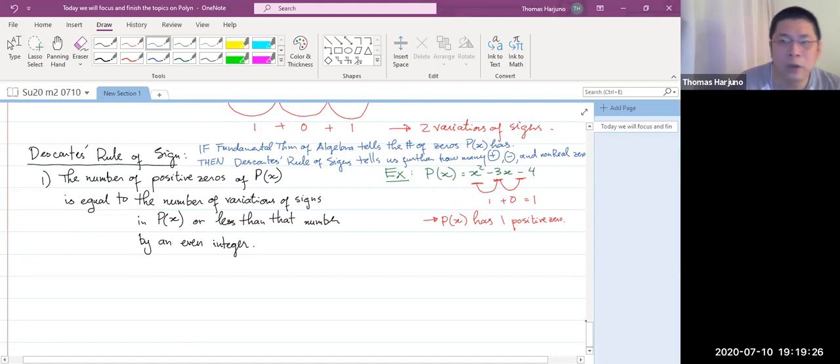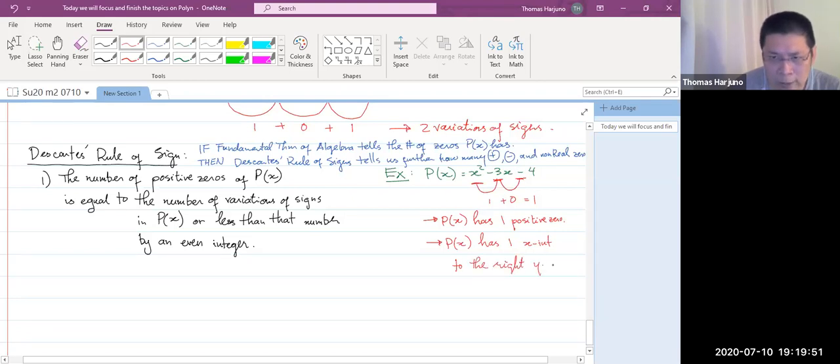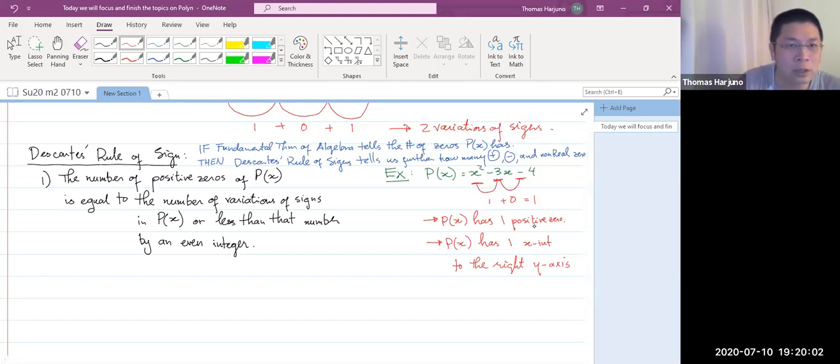Okay. Now, once you have a positive zero, then it must be a real number, right? That also implies, implicitly, that the first part of Descartes' law of signs also tells us that it has one x-intercept to the right of the y-axis, on the positive side of the x-axis. Okay, that's what Descartes' law of signs says.